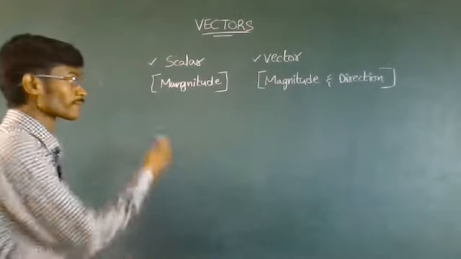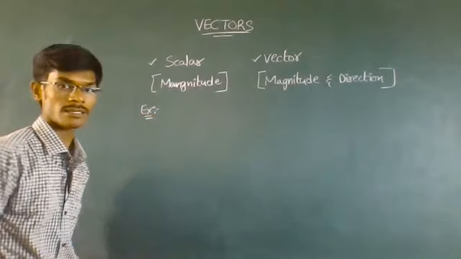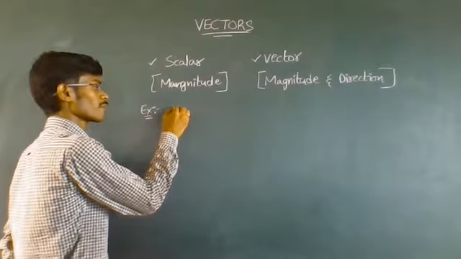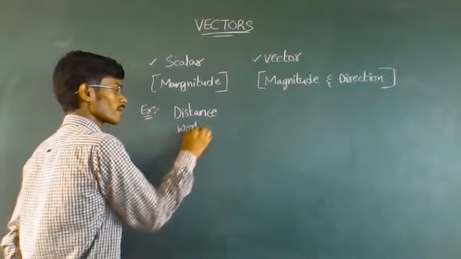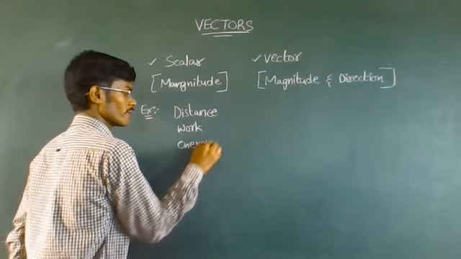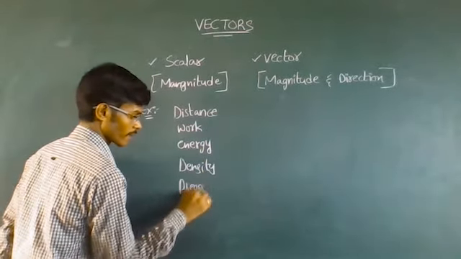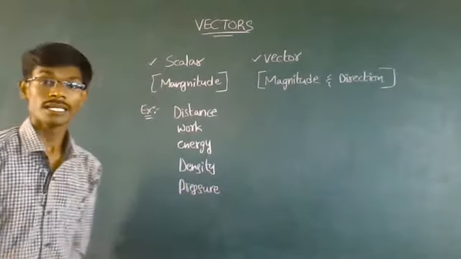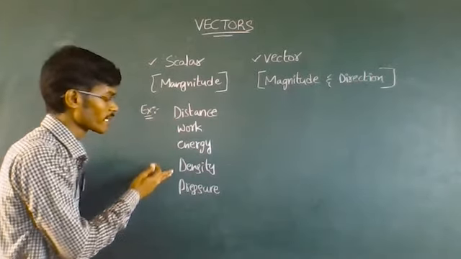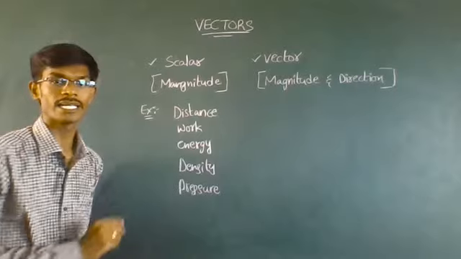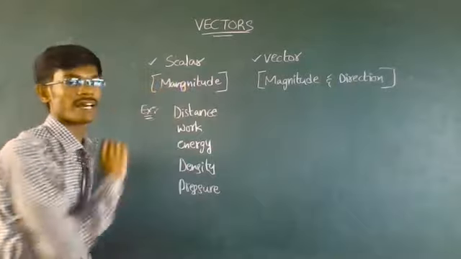Then what are the examples of scalar physical quantities? Examples of scalar physical quantities, if you consider distance, work, energy, density, pressure, all these come under the scalar physical quantities. These, distance, work, energy, density, pressure, do not have any particular direction. Those physical quantities we represent as scalar physical quantities.